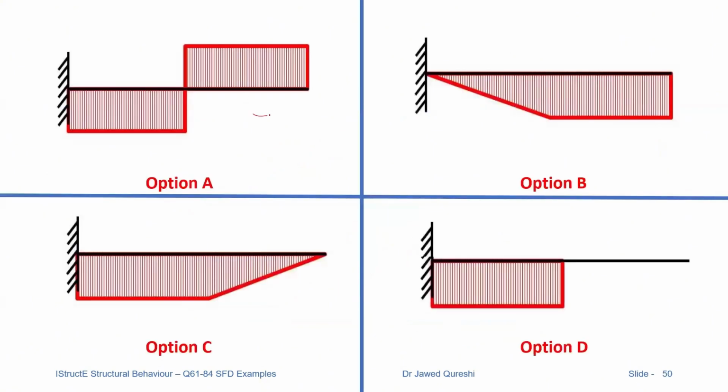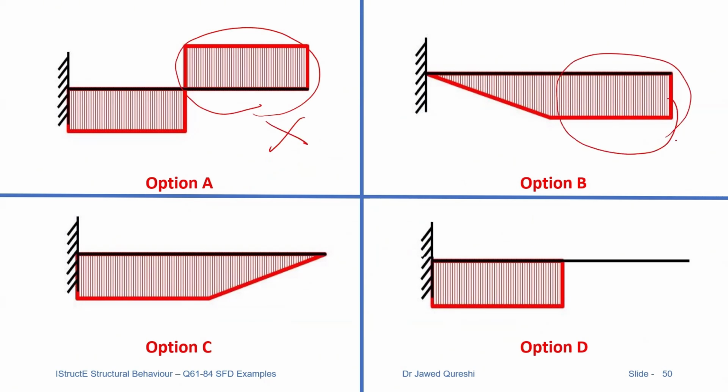When we haven't got any forces in this span, this means option A is incorrect, option B is incorrect as well, and option C is for sure incorrect because inclined lines indicate we have a uniformly distributed load, which is not the case over here. We had a point moment at the end that cancels out with the point load that we have. Then the only option left here is option D.